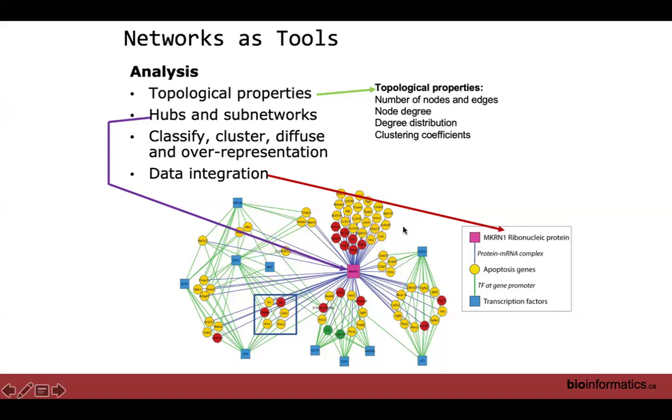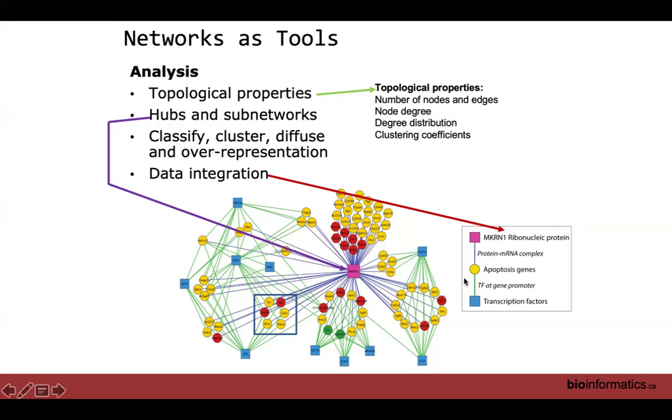Another thing that you can analyze with these types of networks is that you can also find clusters within the network, so nodes that tend to be highly interconnected, whether it represents a protein complex or a common pathway theme, as we'll see later. You can also integrate additional types of data.